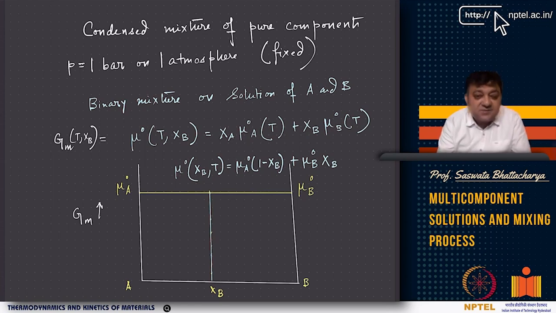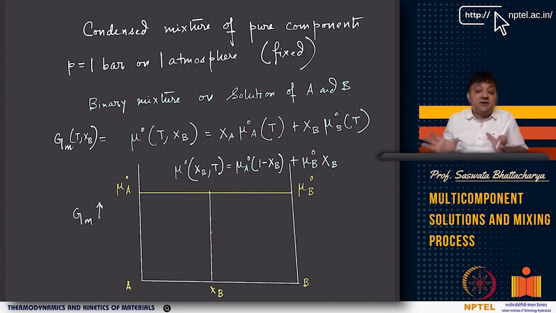So if it's a condensed mixture of pure components, say for example copper and nickel, you have mixed together and you have formed a solid solution, or you have taken acetone and water and formed a solution, or some ethanol and water and you form the solution. In such a case, the pressure is assumed to be 1 bar or 1 atmosphere, until very high pressure is applied. This is because in such a case the PV work will be really, really negligible, right?